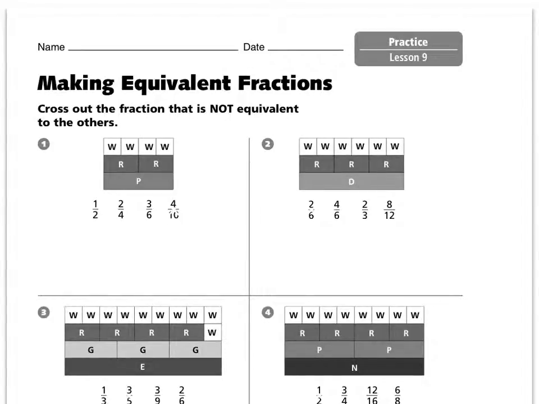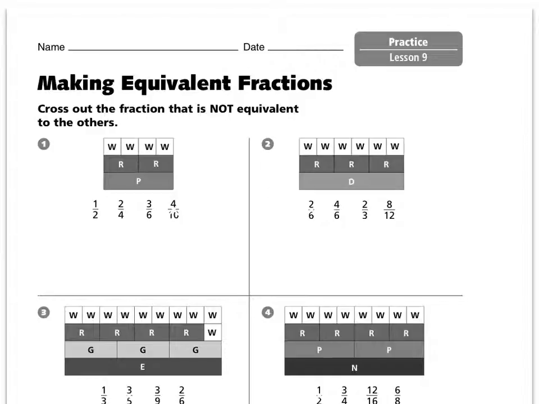Let's look at Chapter 7, Lesson 9, Practice. Cross out the fraction that does not equal the others. Now you need to make sure that you show your work because I know that there are dashed lines through these. If there's no work, I'm going to count it wrong because you're not showing that you know what to do. So we're going to be able to compare these to figure out if they're equivalent.